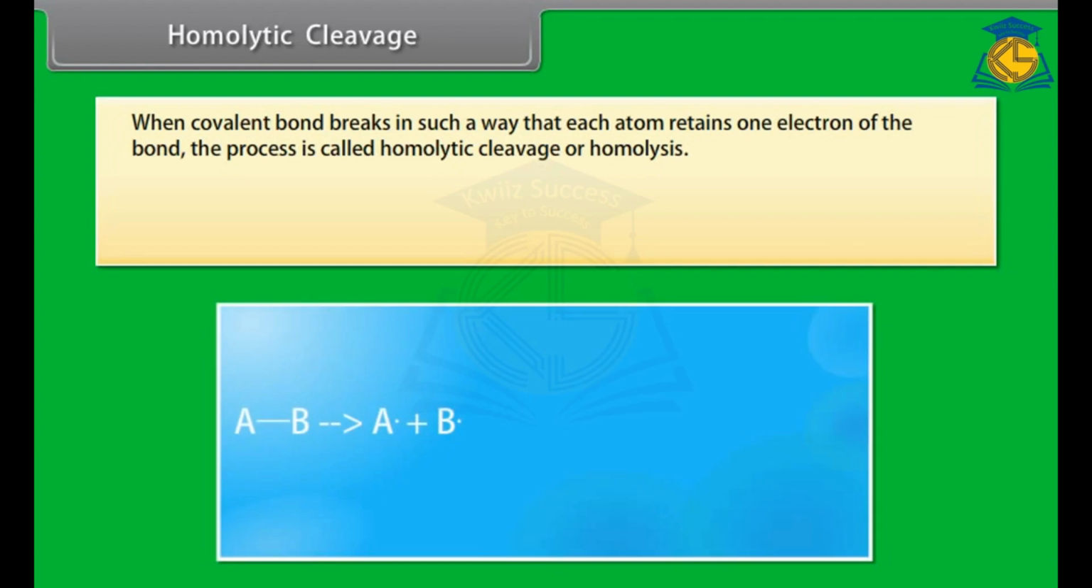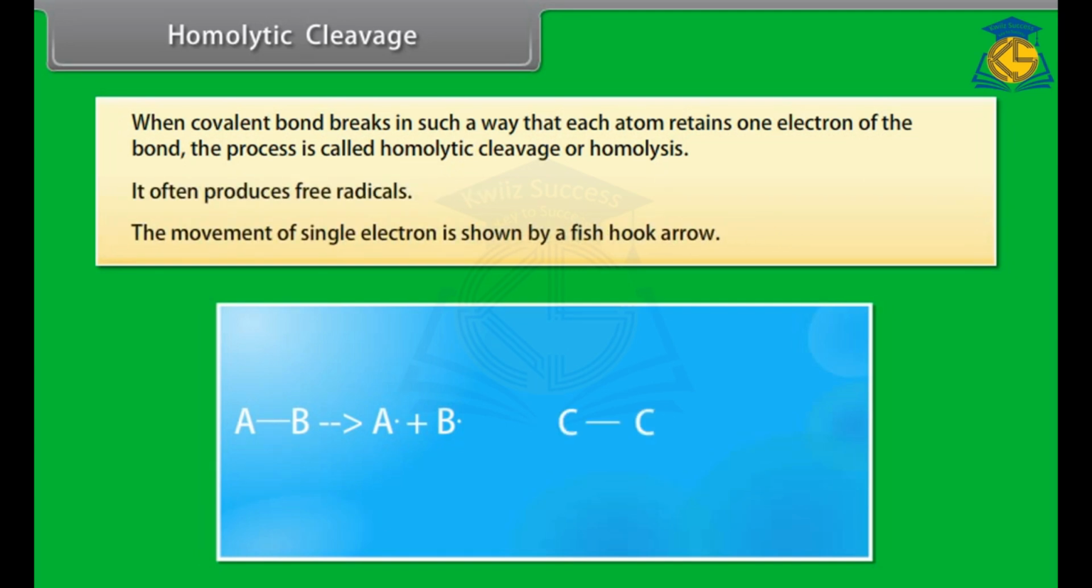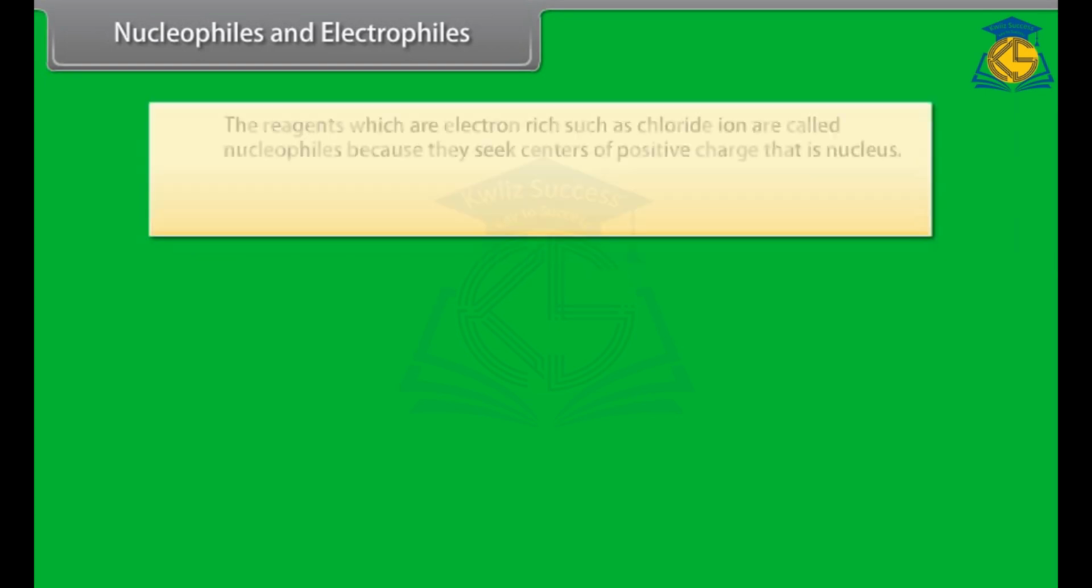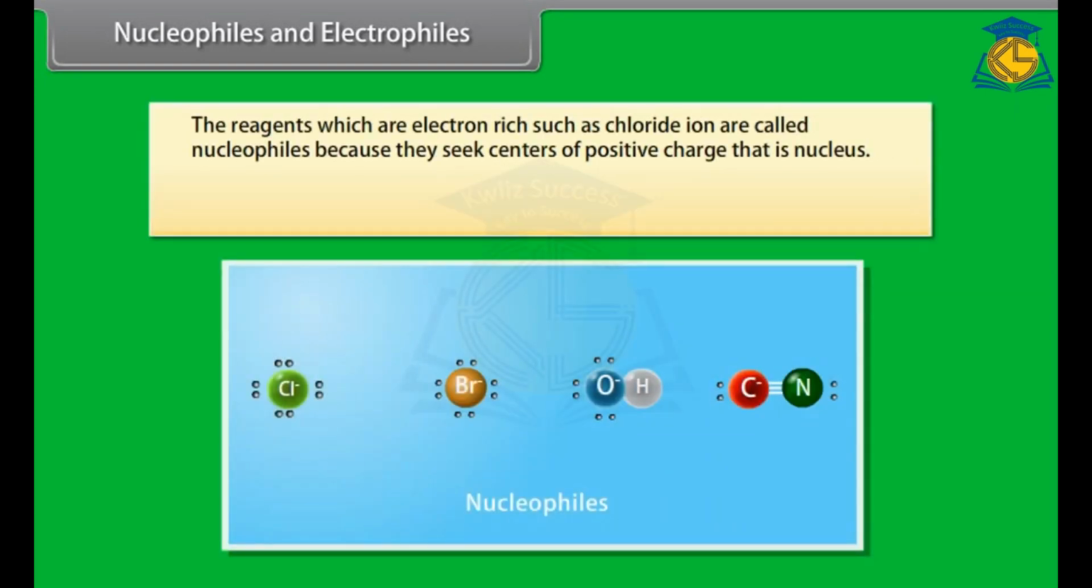Homolytic cleavage. When a covalent bond breaks in such a way that each atom retains one electron of the bond, the process is called homolytic cleavage or homolysis. It often produces free radicals. The movement of single electron is shown by a fish hook arrow. Nucleophiles and electrophiles. The reagents which are electron-rich, such as chloride ion, are called nucleophiles because they seek centers of positive charge, that is, nucleus.